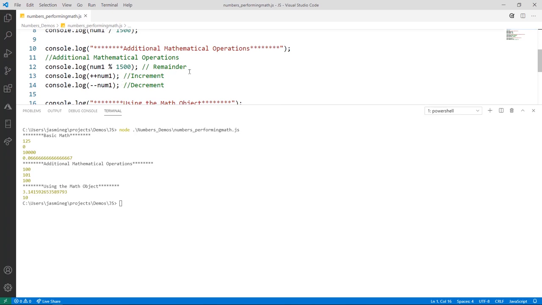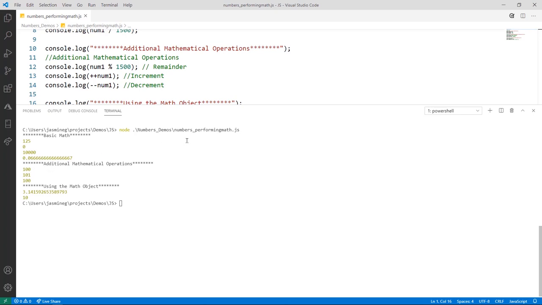Moving along, we're doing some additional mathematical operations. The first one here is grabbing the remainder. So as we saw in the previous example, 1,500 does not go into 100 at all. So there's going to be a remainder, and that remainder here is 100.